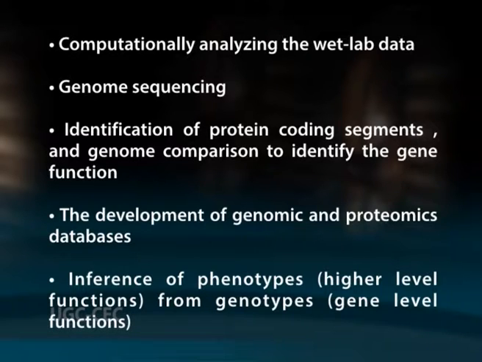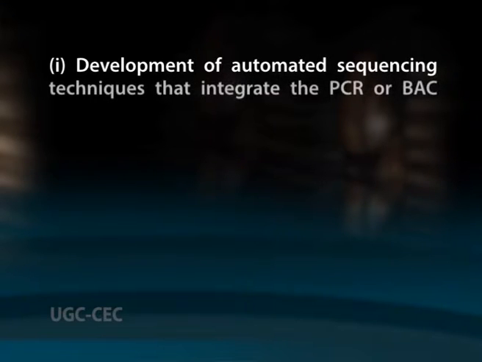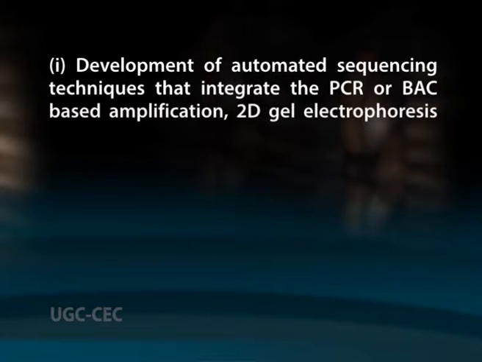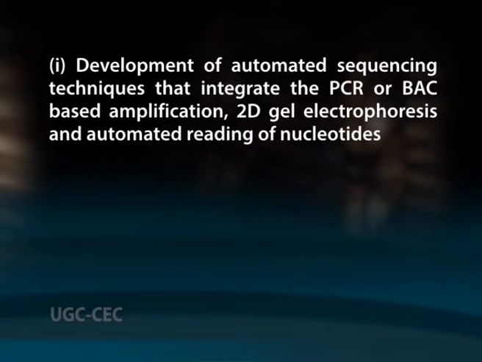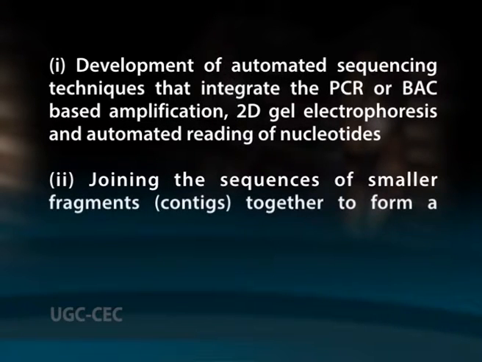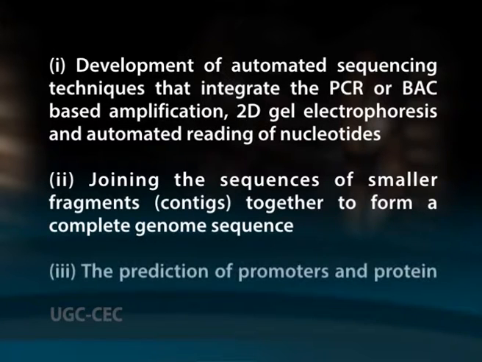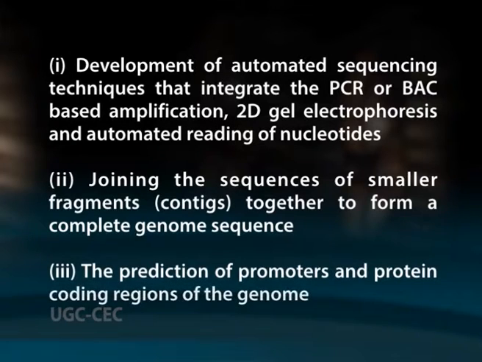gene level functions. The major contribution of bioinformatics in genome sequencing has been in: 1. Development of automated sequencing techniques that integrate PCR or bacterial artificial chromosome based amplification, 2D gel electrophoresis and automated reading of nucleotides. 2. Joining the sequences of smaller fragments or contigs together to form a complete genome sequence, and 3. The prediction of promoters and protein coding regions of the genome.